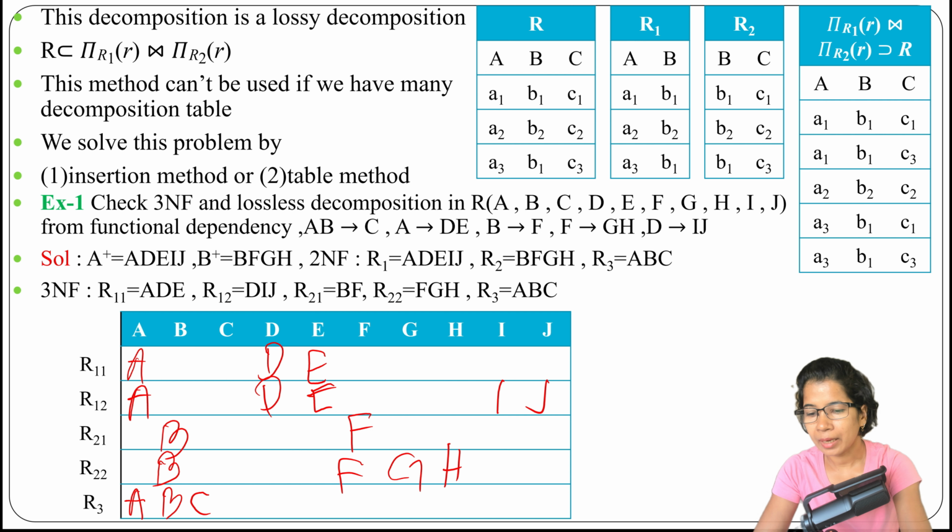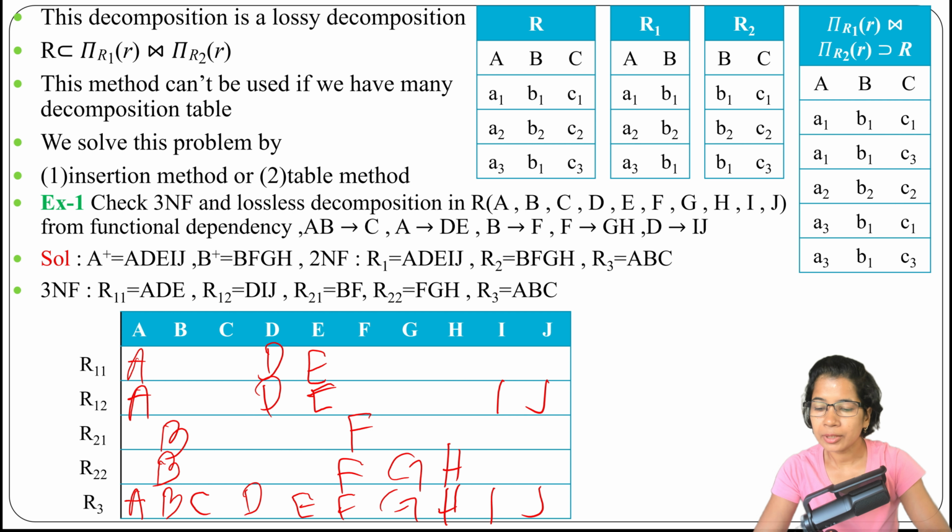Now with A, we'll write D, E, I, J. With B, we'll write F, G, H. So all the attributes are in the last row. That's why this is a lossless decomposition.